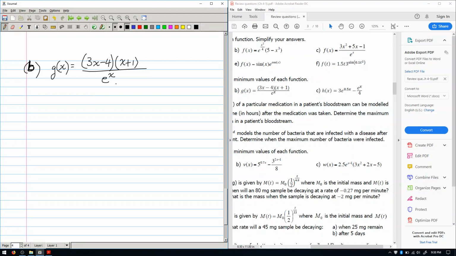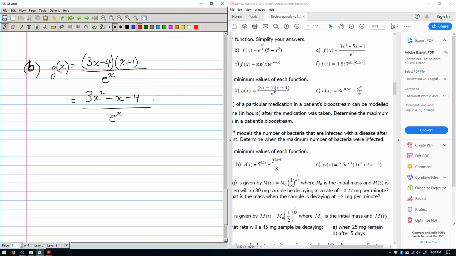Now, if you notice, on the top, you have a quadratic. On the bottom, you have an exponential. Why don't I just expand by FOIL the top to make it nicer to take the derivative of, rather than having to do a product rule on top? So I get 3x squared, okay, if I do FOIL, plus 3x minus 4x, that's negative x minus 4, all over e to the x. So this is the expansion of that, okay?